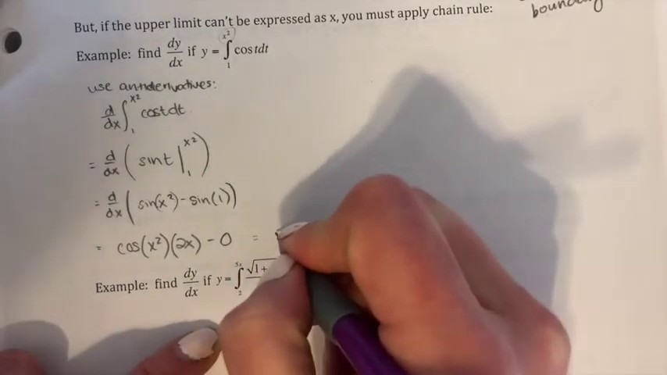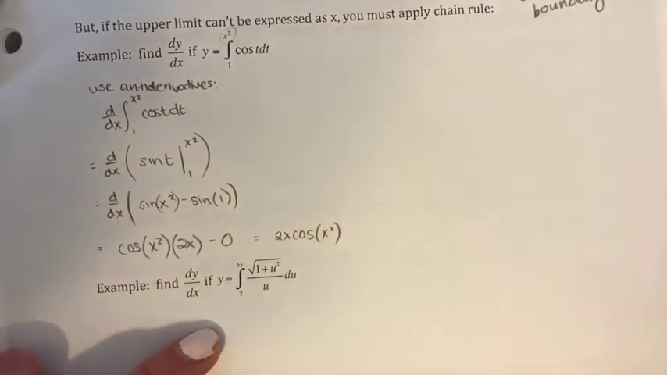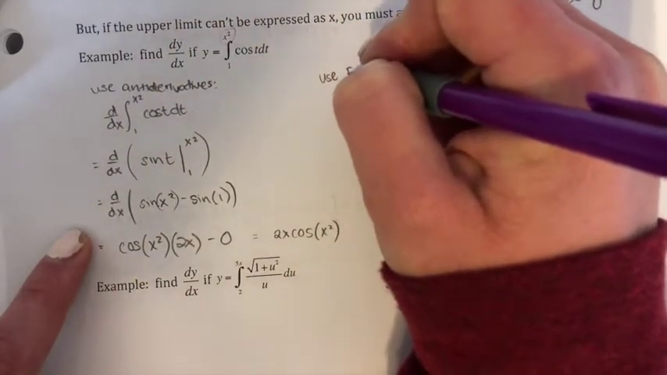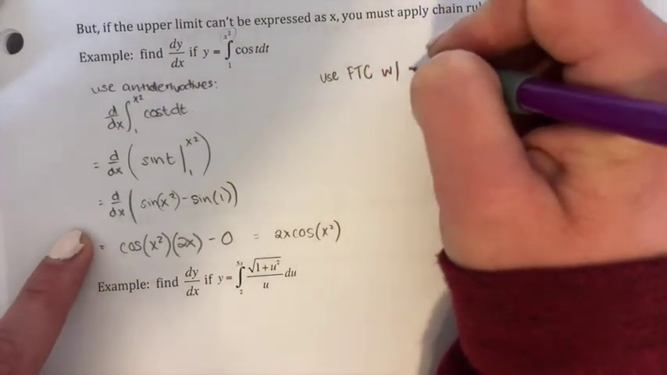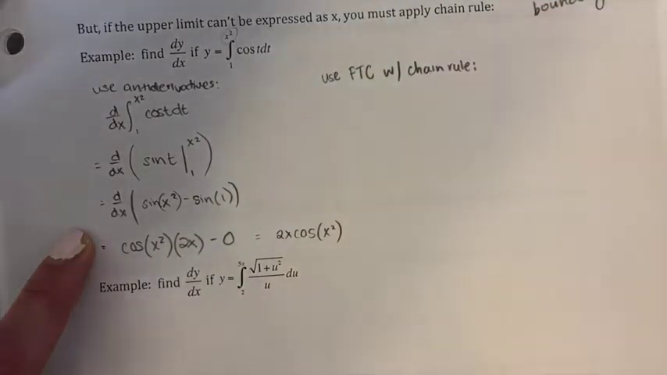So we're going to write this as 2x cos x squared. Okay, so then if we use the fundamental theorem of calculus with the chain rule, it is much easier.